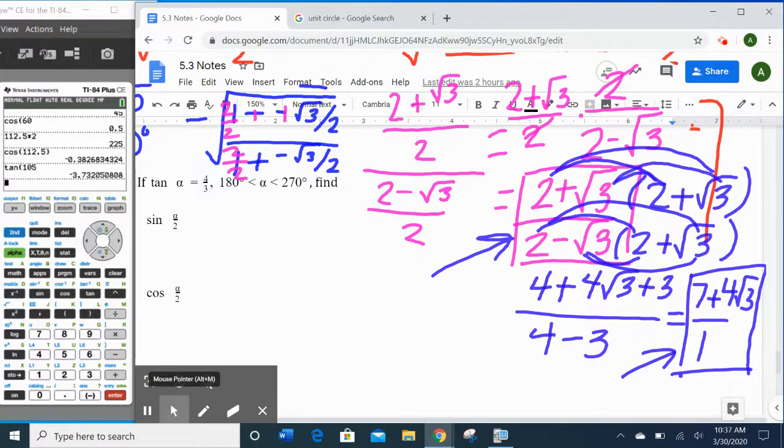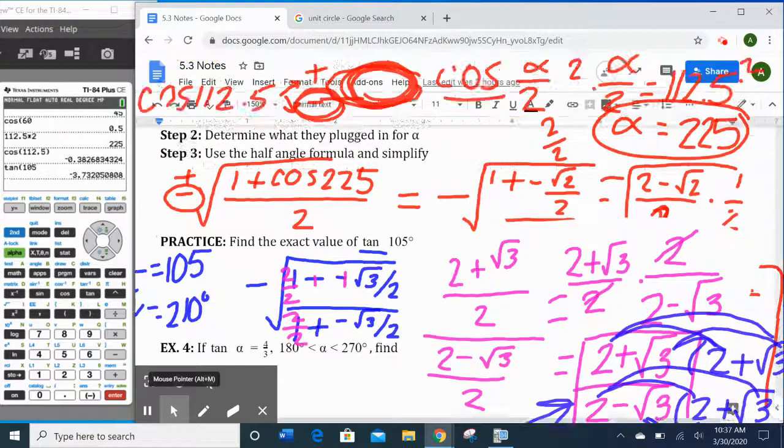Yeah, so that's kind of complicated, the algebra part of it, but hopefully the trig part of it is a little bit more straightforward.